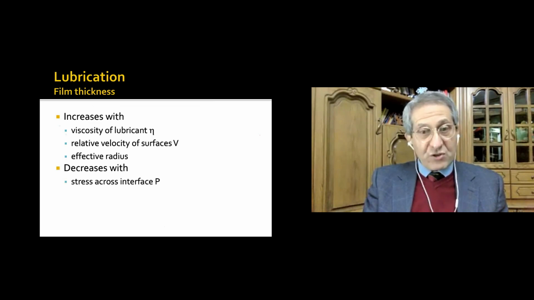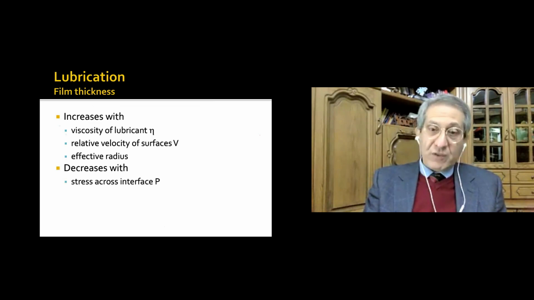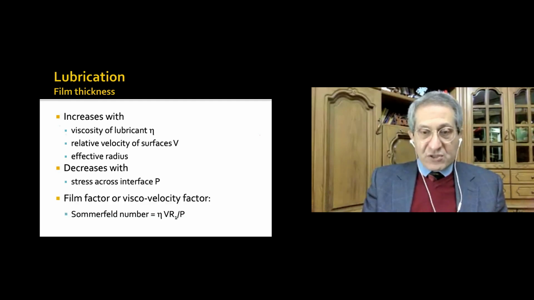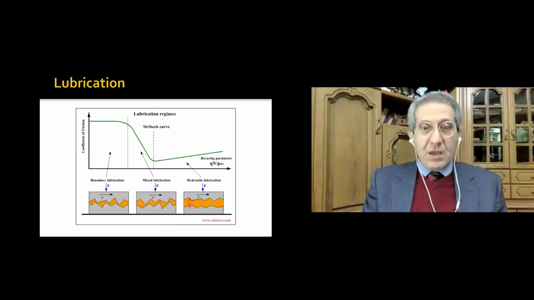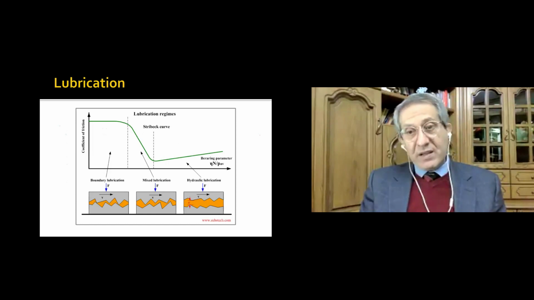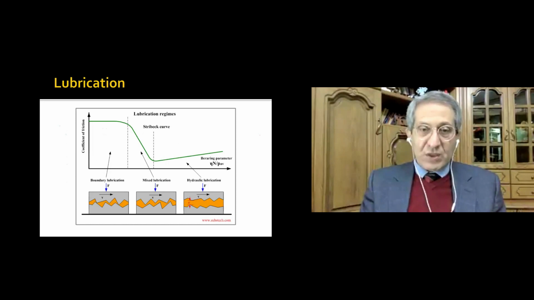Contrary to friction, which is independent of the contact surface area, lubrication of the larger head is much better than that of a smaller femoral head. The above factors describe what is called the Sommerfeld number, or the film factor. Because the relationship between coefficient of friction and bearing parameter is complex, it is easier to present it with a curve rather than with an equation.